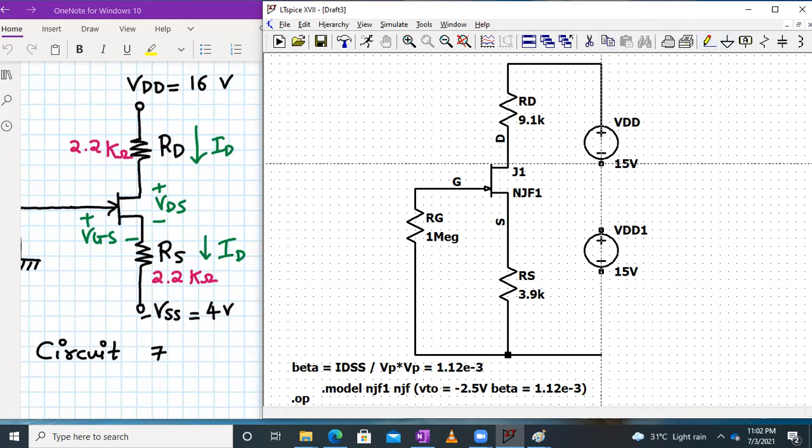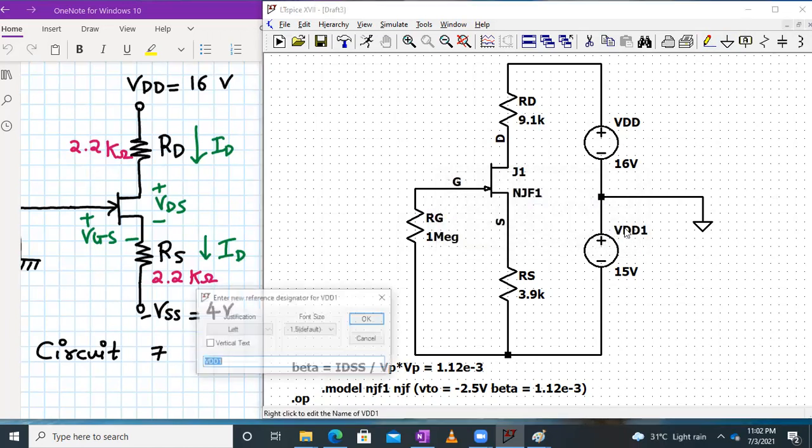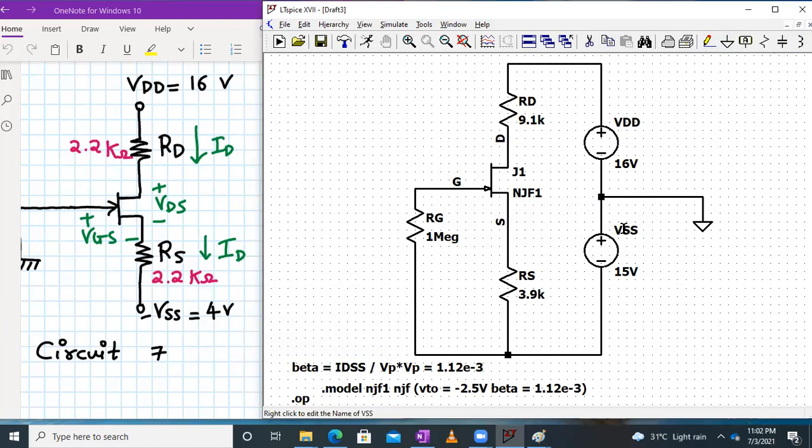Then I will join them together. The below one is negative and the above one is positive. And there will be the common ground which will be coming from here. So this will be the common ground. Let me name the power supply properly now. This is around 16 volt. This supply voltage is called minus VSS. It is connected negative, so we can call it VSS and the value is around 4 volt.